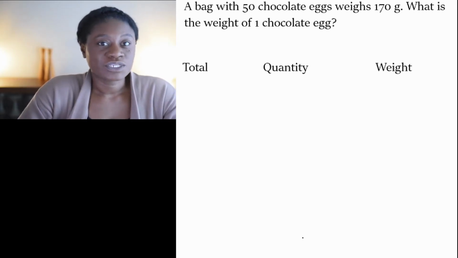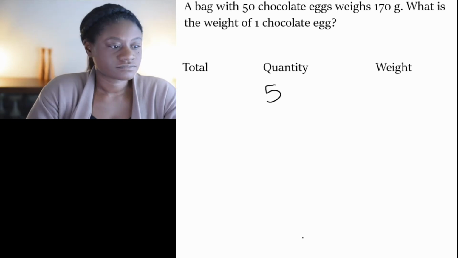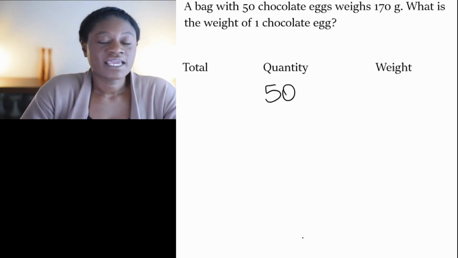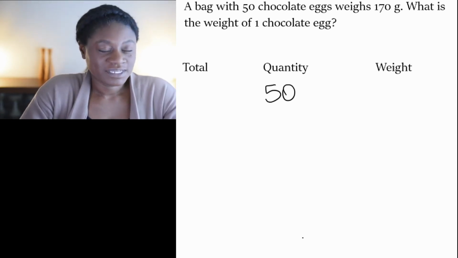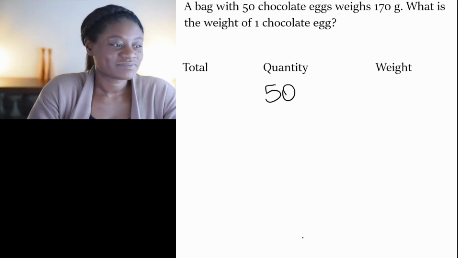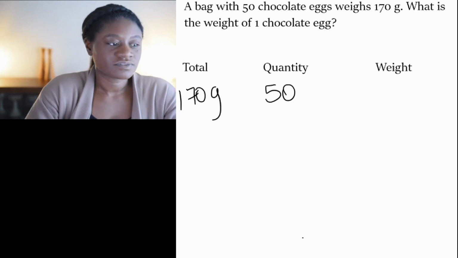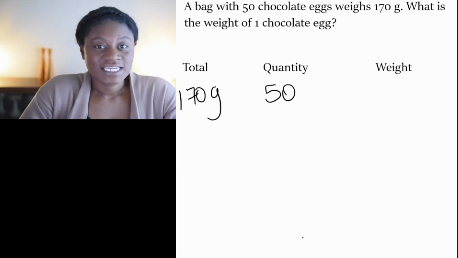Here we know that we have 50 eggs in a bag. That's our quantity. And we also know that this bag weighs 170 grams. That's our total. What we don't know is the weight of one chocolate egg, and that's what we're going to solve for.